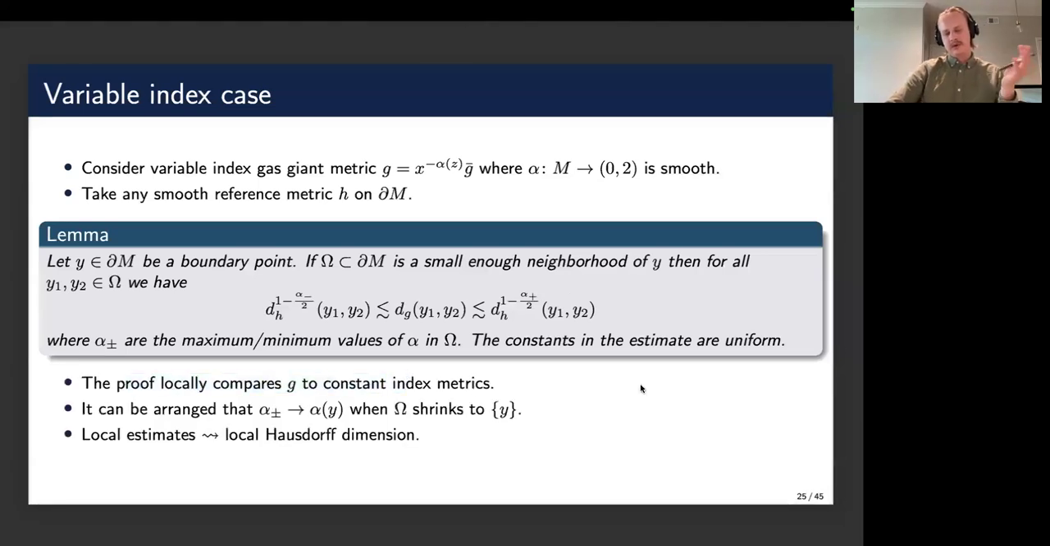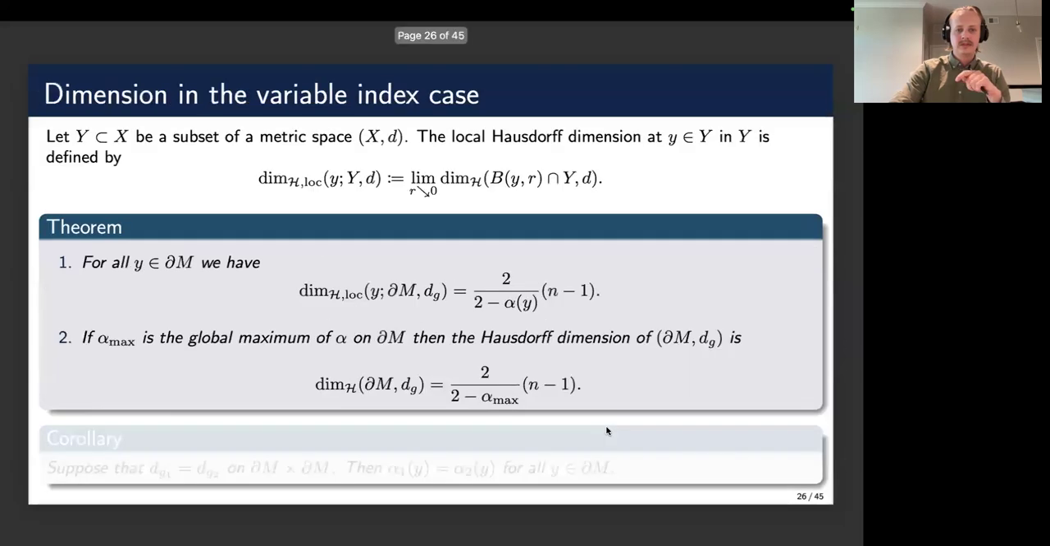Well, you prove this by locally comparing g to constant index metrics, and you can also arrange this in such a way that these maximum and minimum values go to the value of alpha at y if you shrink your neighborhood to y. And now, since we have local estimates, we can compute the local Hausdorff dimension.